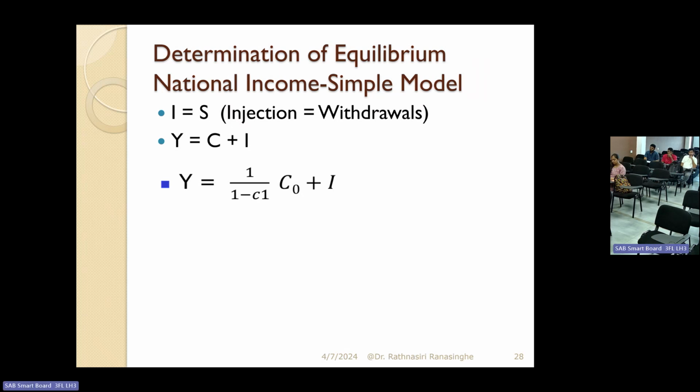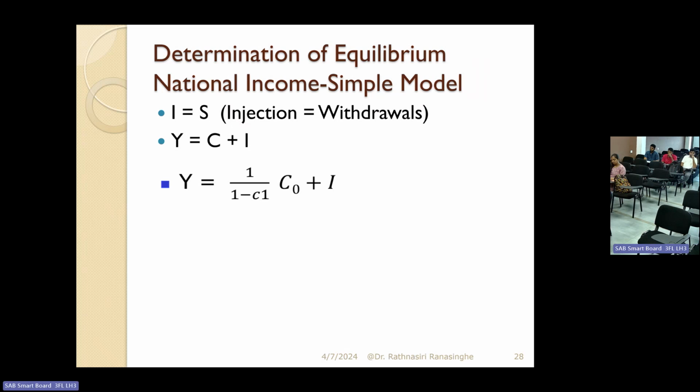Since we take the common expenditure, we can also add it here as autonomous expenditure. Then Y equals 1 over 1 minus C1, times C naught plus I plus G. So that way we can derive the equilibrium equation. You can do it yourself.